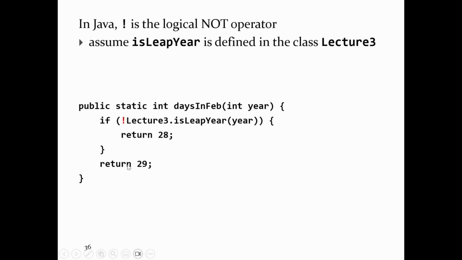If you want not, and often you need not, the exclamation mark is Java's not operator. So this little method here computes the number of days in February. The number of days in February depends on whether or not the year is a leap year. So here, the way I've written it, I've decided to call isLeapYear to check the year. And so if that year is not a leap year, then there's 28 days in the month, otherwise there's 29 days. The only reason it's written this way is to show you how to use not.